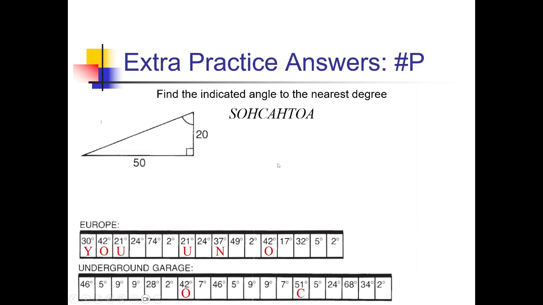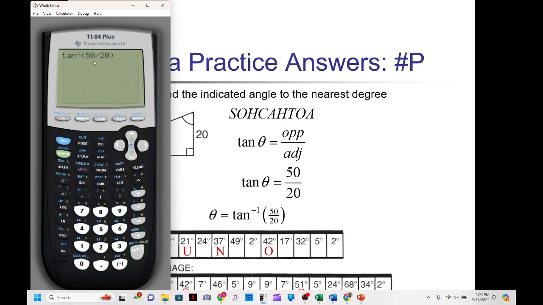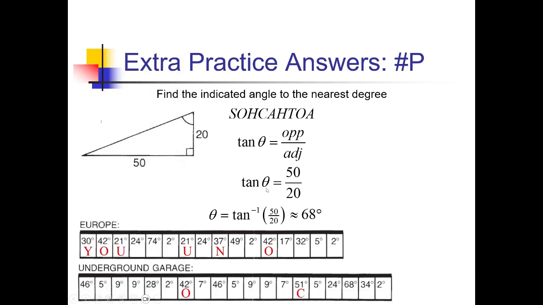Now we're doing problem P. This time around, based off of this angle, we have the opposite side and the adjacent. So tangent, TOA. Tan of theta equals opposite side 50 over adjacent side 20. So then theta equals inverse tan of 50 over 20. So tan inverse of all that is going to give me 68 degrees. And then 68 degrees, I don't see that in the top row. Down here, I've got a 68 toward the end, so there's a P.